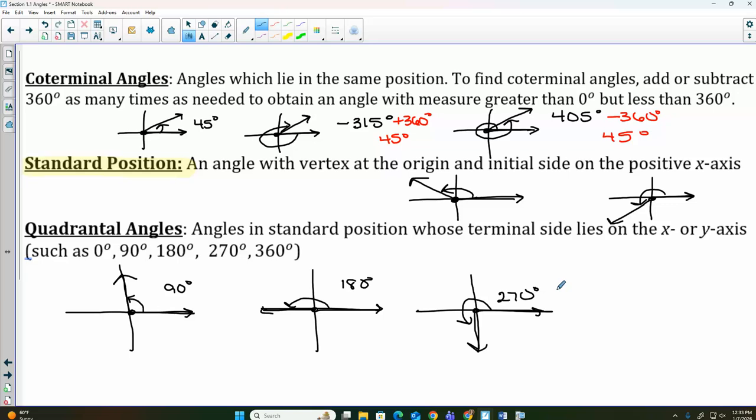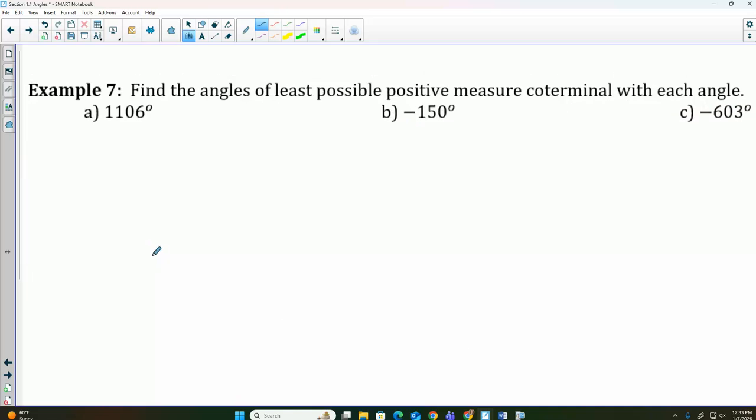Any questions about those terms? Let's look at this one. Find the angles of least possible positive measure, coterminal with each angle. Okay, if I look at 1,106, if I told you to draw that, I have no idea where to draw that. Do you guys? No. But we can make it a more manageable number. What would I need to do? Subtract 360.